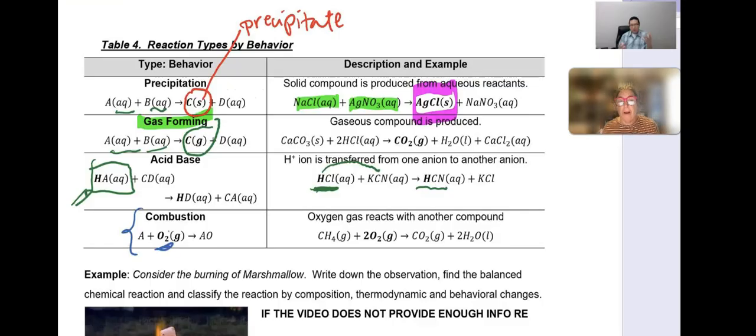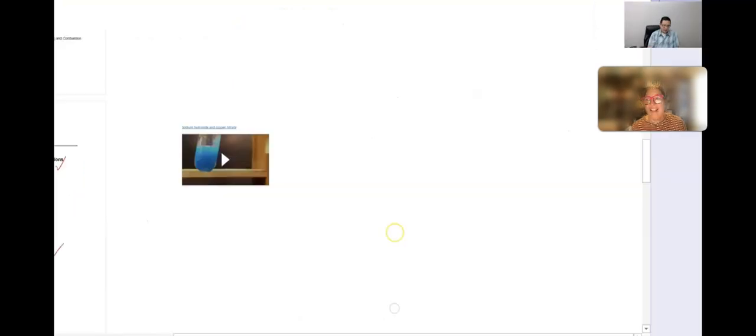Now I want to talk a little bit more about balancing equations, but before I do that, I want to show you that I have also included in the module this video by Professor Vince up there, who made this video during COVID-19 to show how to do this. Here's what a section of the video looks like at 11 minutes 30 seconds into the video. He does the full workup of this reaction: the observations, the balanced equation, the classification, thermodynamic, compositional, and behavioral. So he shows you how to do a sample reaction.